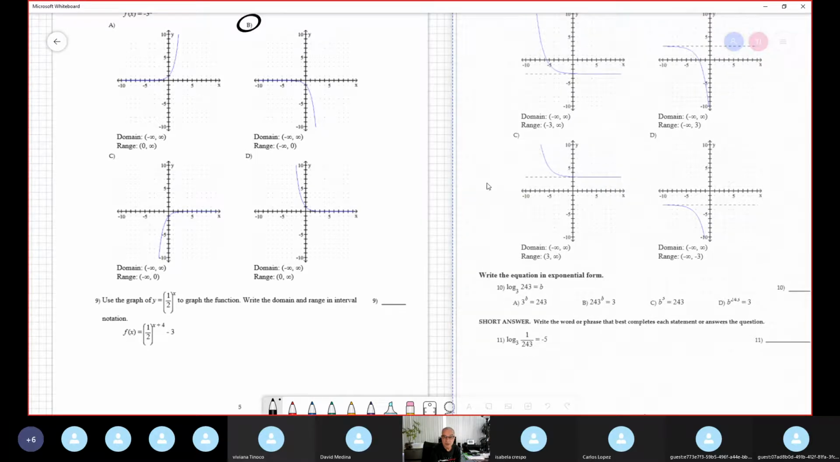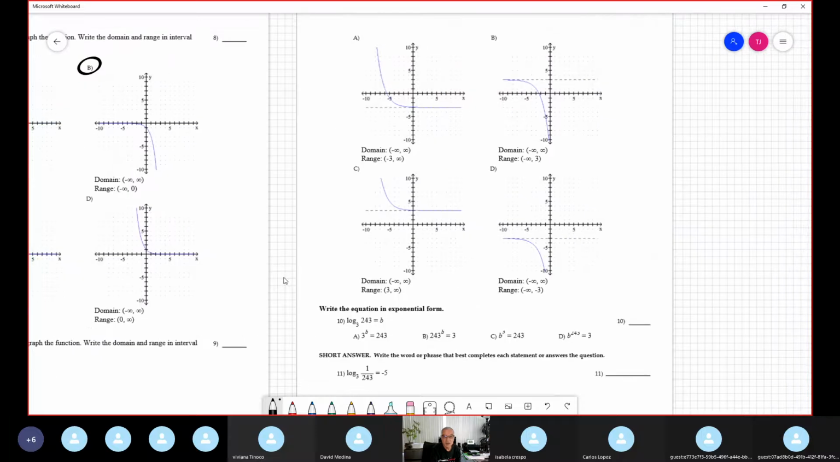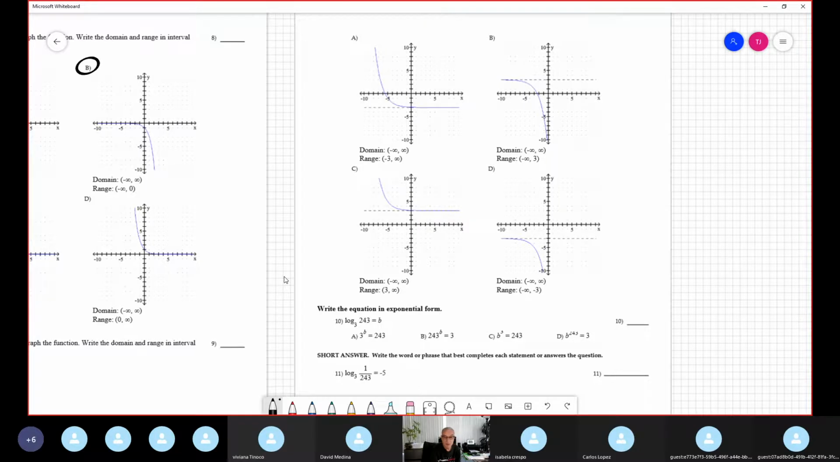Therefore, let me try to understand this. The answer is on another page. 3 units down, but it's exponential. I suppose, yeah, for sure, I say it's A for different reasons. Reason number 1, the horizontal asymptote is at -3.